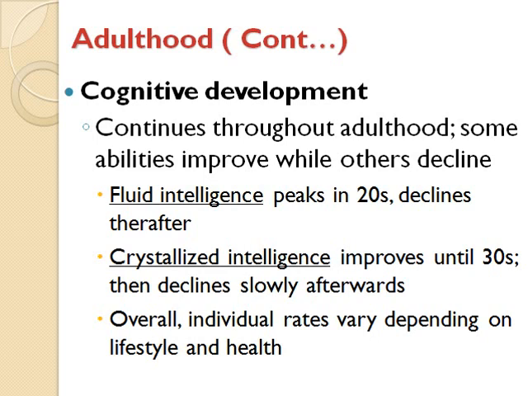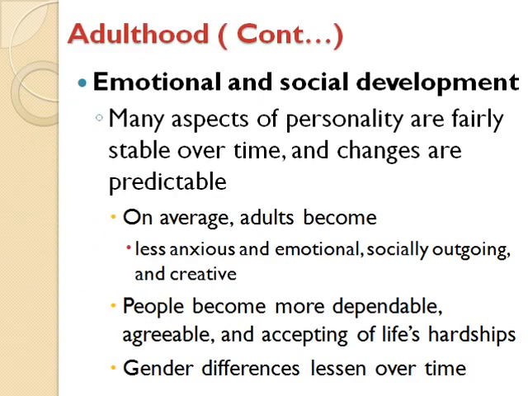Emotional and social development. Many aspects of personality are fairly stable over time, and changes are predictable. On average, adults become less anxious and emotional, social, outgoing, and creativity slowly becomes less visible. People become more dependable, agreeable, and accepting life's hardships becomes difficult for them. Gender differences lessen over time.